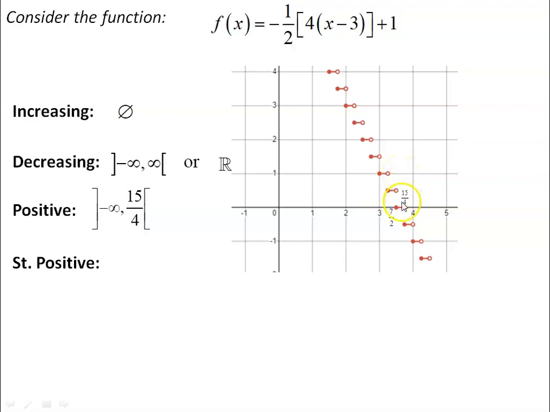And strictly positive is different than positive in that I only include parts of the function that are above the axis. I don't include what is on the x-axis. So that means I'm going to stop at this step, which ends at 7 over 2, excluded. Because reading from left to right, there is an open circle there.